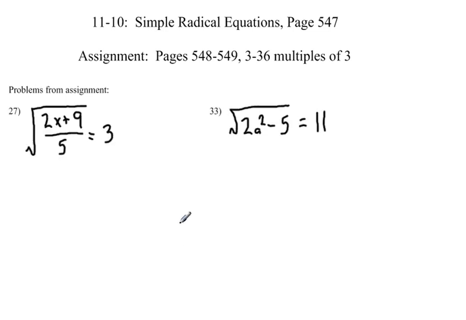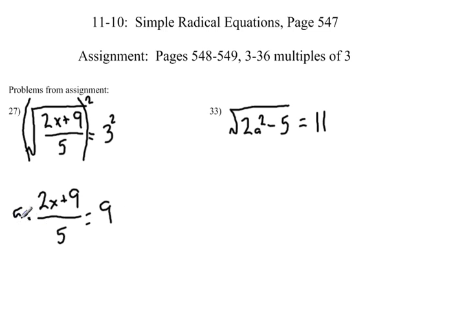All right, next, let's look at number 27. Now, this one is just barely different. You've got to square both sides still. So we'll put that in parentheses. Square that and square that. Now, when you do that, you're going to get 2x plus 9 over 5 equal to 9. So to solve, clear your denominator on the left by multiplying by 5. So you get 2x plus 9 equals 45. It's not done, but I'll let you take it from there to solve that two-step equation.